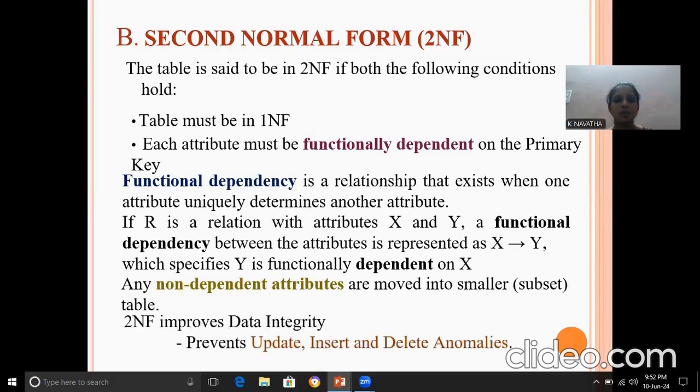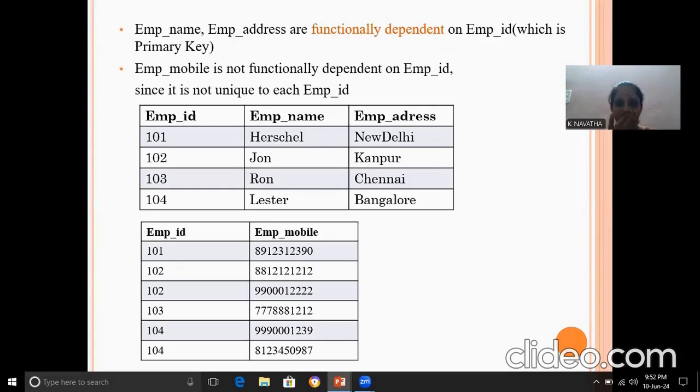So second normal form improves data integrity and prevents update, insertion and delete anomalies. So by the second normal form, we can prevent update, insert and delete problems, and it improves the data integrity. Now see here, employee name and employee address are functionally dependent on employee ID, which, as you know, is the primary key. So the employee mobile, which is not functionally dependent on employee ID, is divided into a subset.